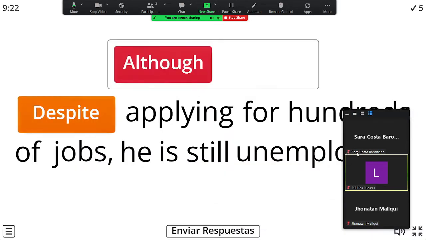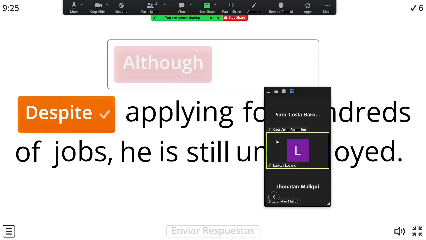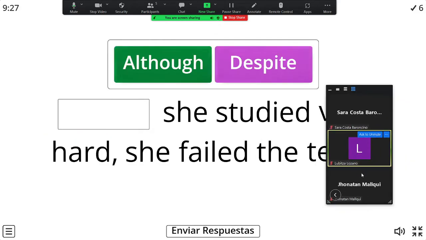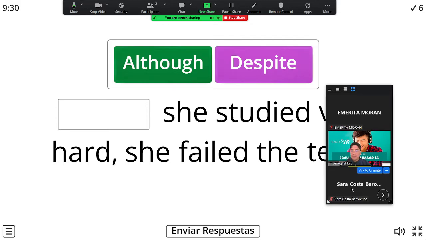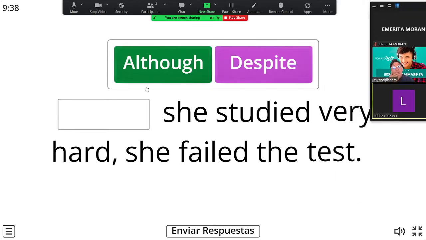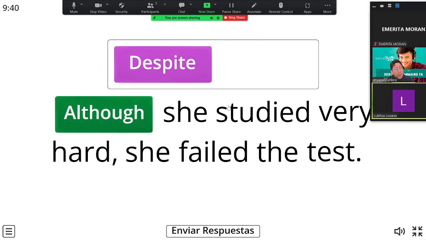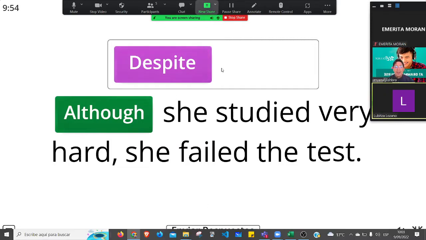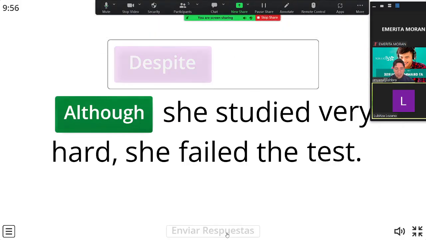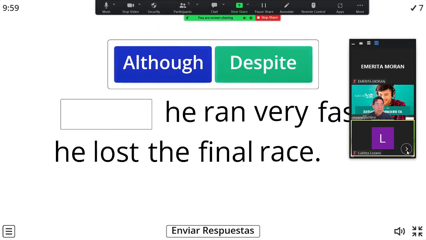Continuemos, hay que terminar esto. Next one, although or despite? This is gonna be for Lubitsa, you. Although. Muy bien. She studied. ¿Por qué dijiste que sea although? Because after although is a clause. Y para que vaya despite, ¿qué tendría que ver aquí? The fact that. Muy bien.